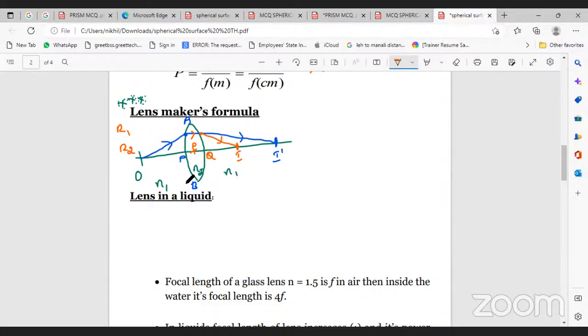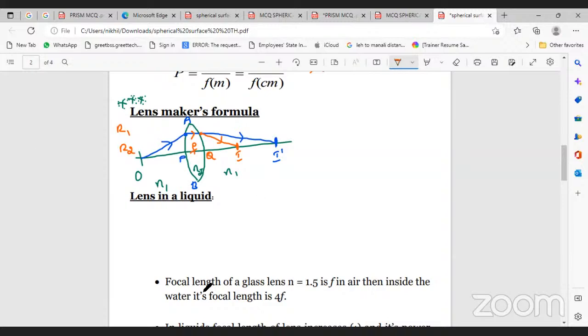Your voice is breaking, sir. Yeah, I think there is some internet problem today due to the rain. And now? Yes, sir, it's better. How many refractions will take place in the lens? Two, sir.